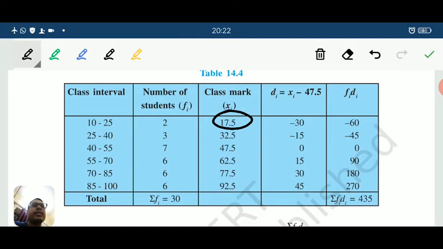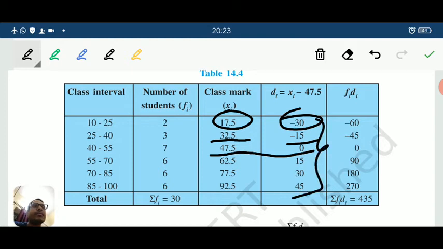If you subtract 47.5 from 17.5, what do you get? Minus 30. Similarly, 47.5 from 32.5, you get minus 15. 47.5 minus 47.5, you get 0, and so on and so forth, and you get smaller numbers. The value has shortened here. Very small values you get, so that the multiplication becomes easier.